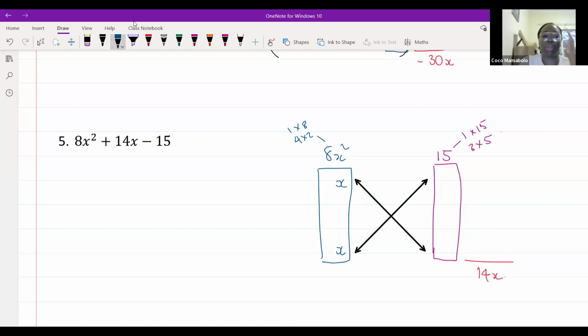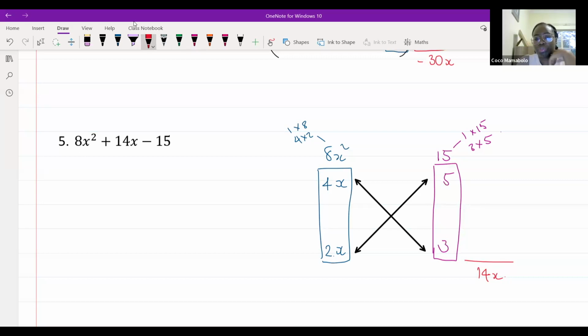I'm not going to waste time. I'm going to use the easier ones. The 1s and the 8s, no, I'm not going to use that. I'm going to use 4 and 2. And on the other side, instead of using 1 and 15, because I know that 4 times 15 is going to take me all the way to 60, and that's not going to work, I'm going to use 3 and 5. So I'm going to put 3 here, and I'm going to put 5 there. Let's see if that works.